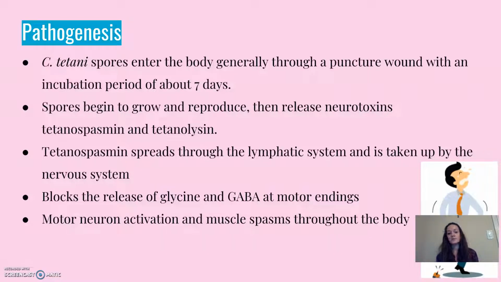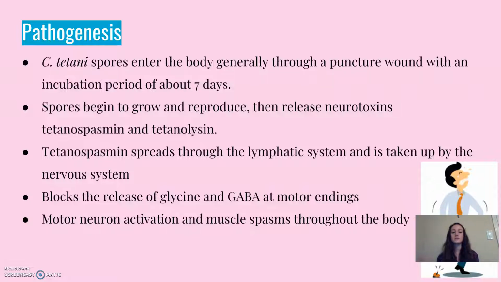So once inside your body, the spores begin to grow and reproduce, and once they've reproduced enough, they release neurotoxins. There's two of them. The first one is tetanolysin, which nobody really knows what it does, but it doesn't seem to have a big effect. And then tetanospasmin, which travels through your lymphatic system, and once it reaches the neurons of your central nervous system, it binds to those. And it blocks the release of glycine and GABA at the motor endings, which causes the motor neurons to not be able to be stopped. So basically they're in a constant state of activity and you can't control it.